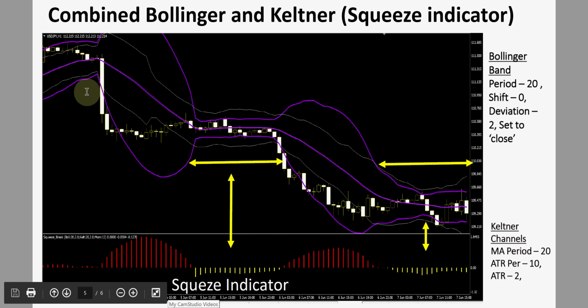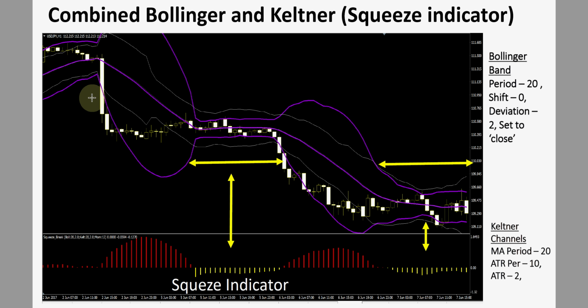So whenever market volatility decreases, we see the Bollinger Band tighten and the Keltner channel remains relatively constant. As volatility continues to decrease, the Bollinger Band will eventually move inside the Keltner channel. So we see the volatility here was high and it started to reduce, and we see the Bollinger Bands coming together.